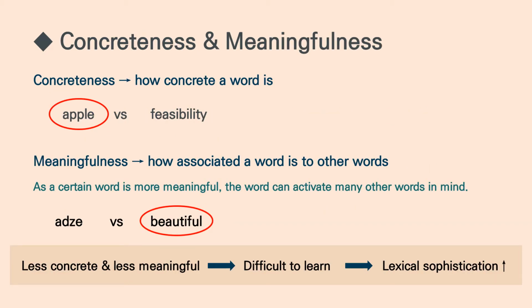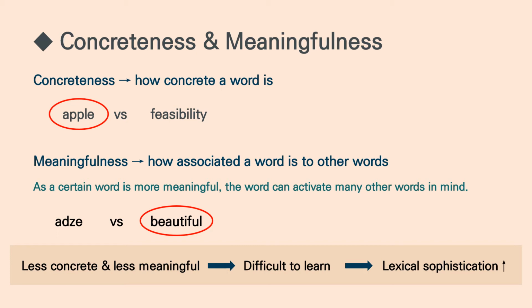The last two categories are congruence and meaningfulness. Congruence and meaningfulness are included in psycholinguistic properties of a word. First, congruence refers to how congruent a word is. The easier it is to describe the meaning of a word, the more likely it is to be a congruent word. For example, when we compare the word apple and feasibility, apple would be judged as more congruent than feasibility.